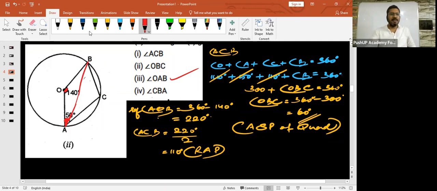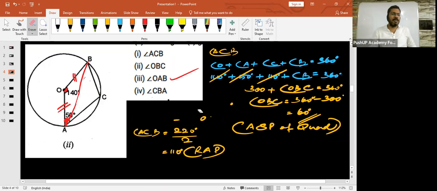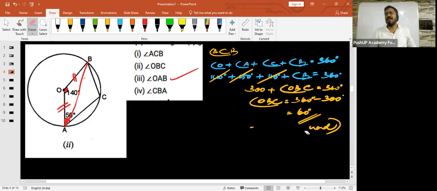Isosceles triangle, no? Radius, exactly. Why? Because you all know OB and OA are the radii of the same circle, isn't it? So when the radii of the same circle is applied in this chapter, think of isosceles triangle property.